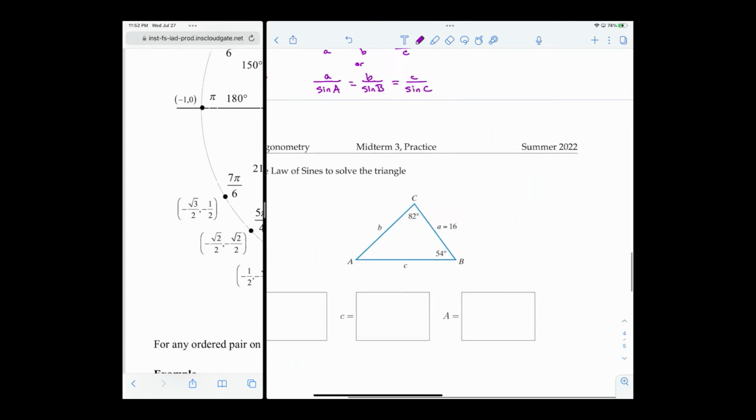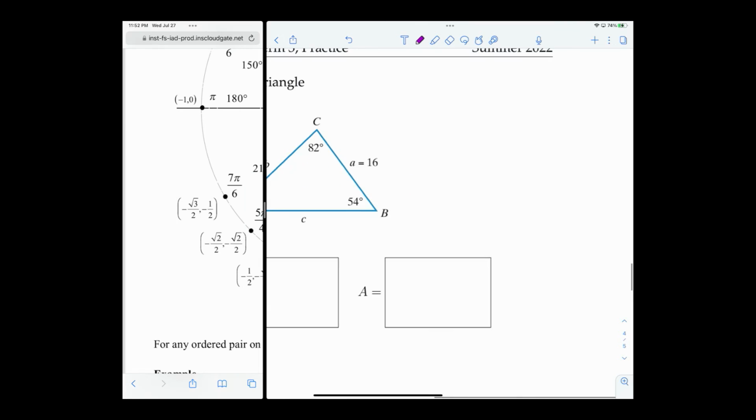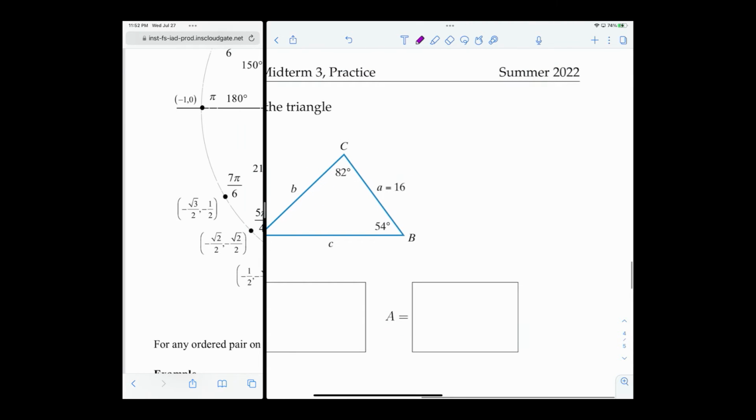So I always start a problem like this by writing ABC and little a, little b, little c. I fill in what we know. So C is 82, B is 54, and then we have little a is 16. So that's what we know. And then we need to figure out the rest.